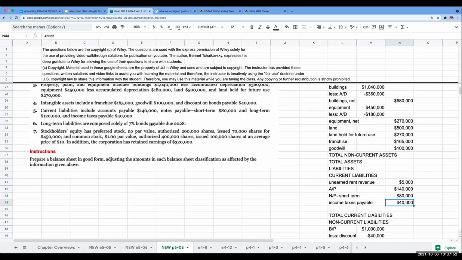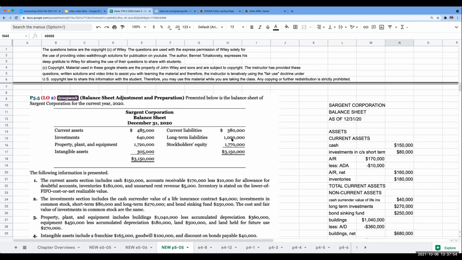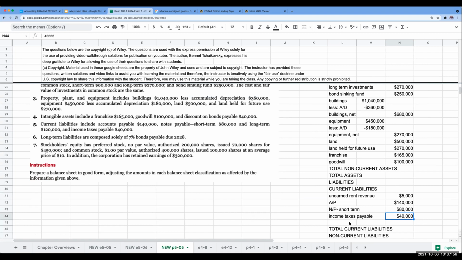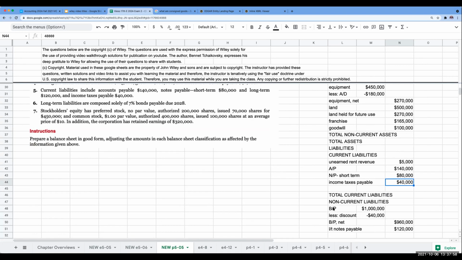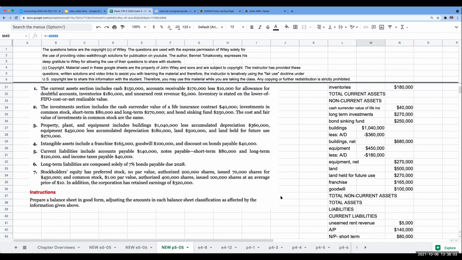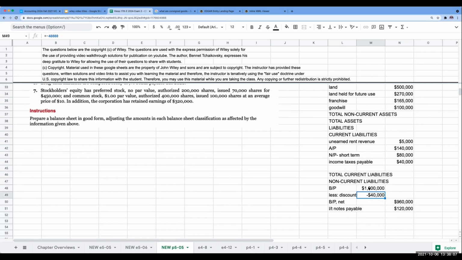Long-term liabilities, we just dealt with that. So this 1 million is a bond payable. So that bond payable is going to be a non-current liability. I'm subtracting the discount on bond payable, and that was coming from number 4. That's not an asset.